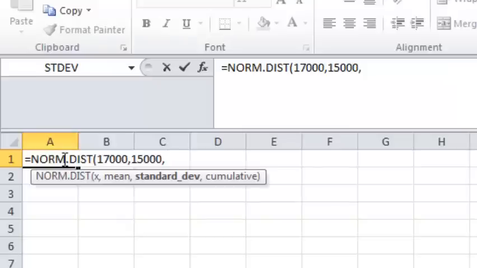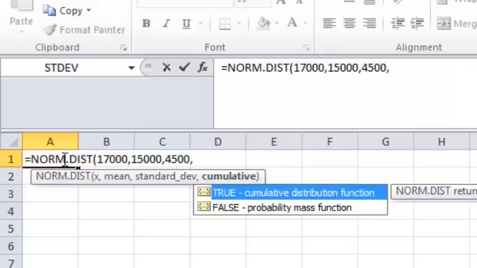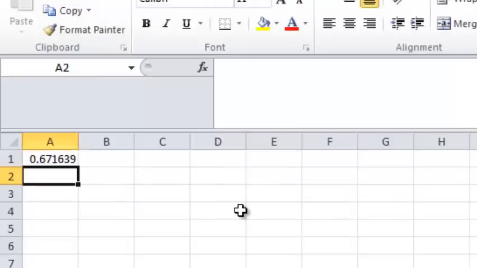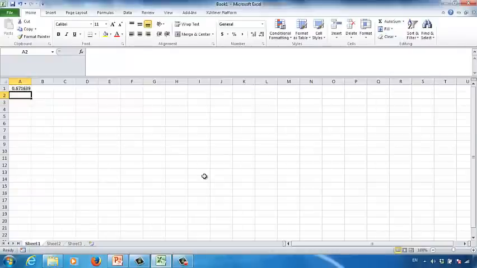The third parameter should be the standard deviation value. It is 4,500. So type in 4,500 and then another comma. For the last parameter, we choose true and then the right parenthesis. Press enter. You can find the probability of reaching 17,000 products sold is 67%. This is how you use the Excel function norm.dist to calculate the probability of reaching a desired event according to their normal distribution.